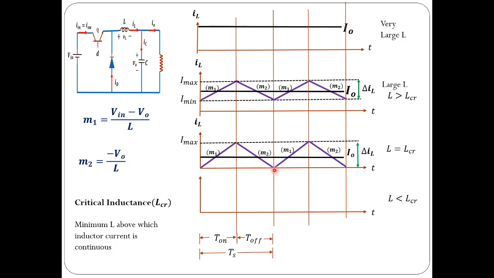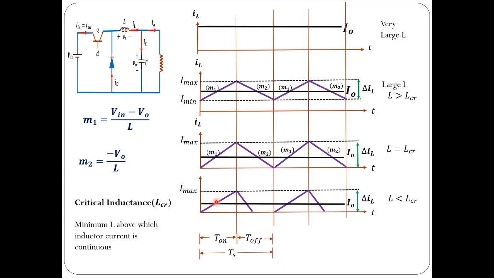If you increase the value of inductance slightly more than this, the current would become continuous. There is no question of the current becoming 0. So this is a critical situation, in fact a boundary situation. What would happen if I reduce the value of inductance further? Then this kind of situation would occur.